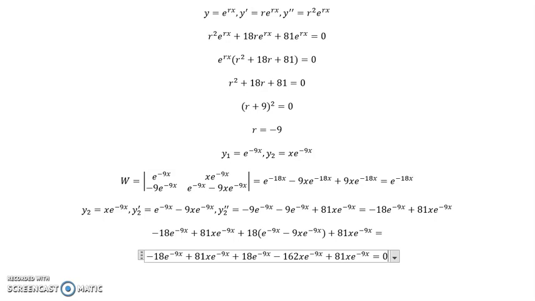So this second solution, modifying this first solution by multiplying by x, does, in fact, produce a second solution that also satisfies this differential equation. And so, therefore, we know that our final solution, y of x, is c1 e to the negative 9x plus c2 x e to the negative 9x. And so those are our two independent solutions that both satisfy the equation.